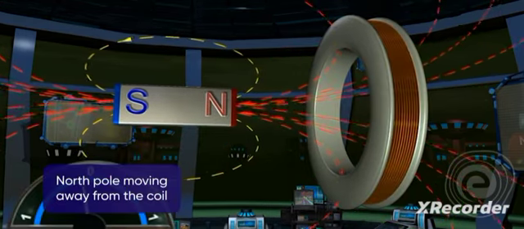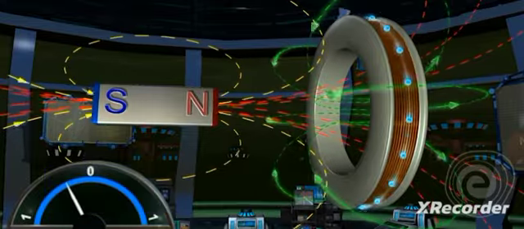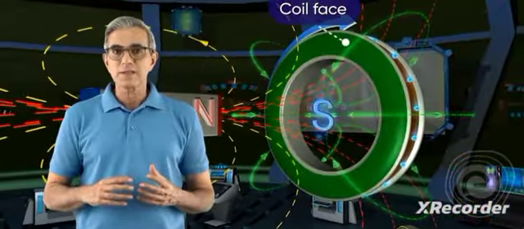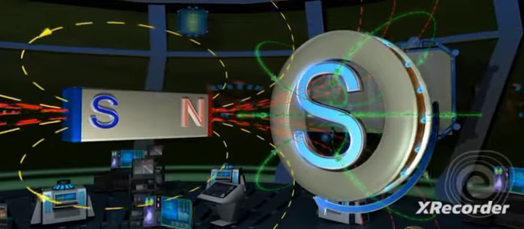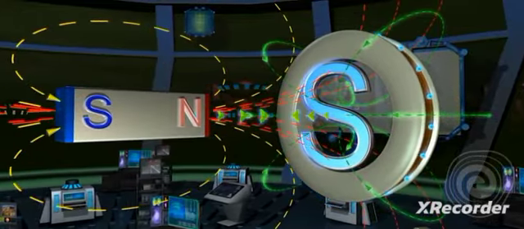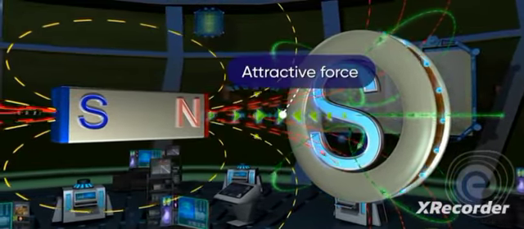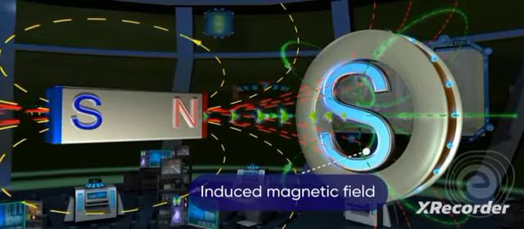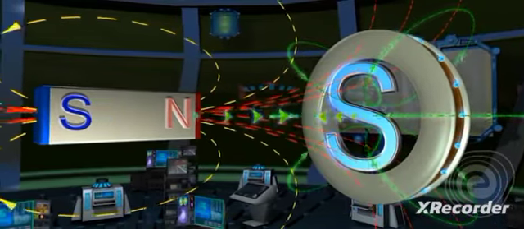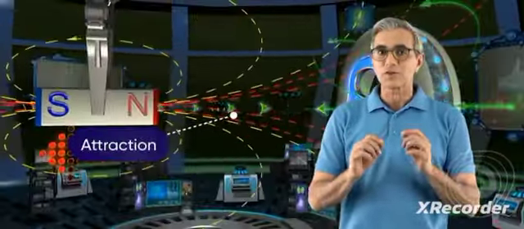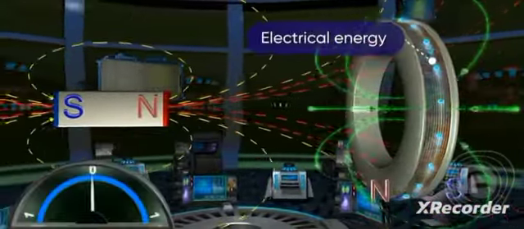Similarly, when a magnet moves away from the coil, the induced current flows clockwise, making the end of the coil facing the magnet a south pole. Therefore, the north pole of the magnet has to overcome the attractive force between the south pole of the induced magnetic field and the north pole of the bar magnet. Again, the mechanical energy spent in overcoming the force of attraction is converted into electrical energy.